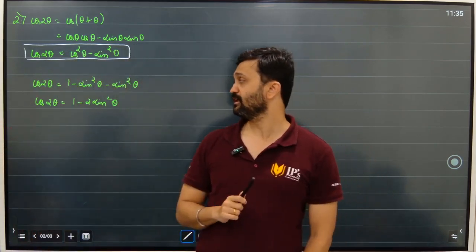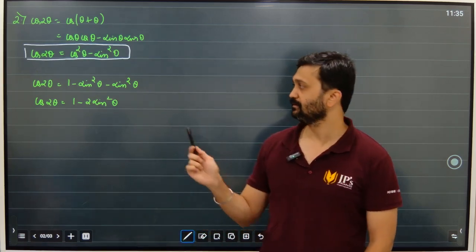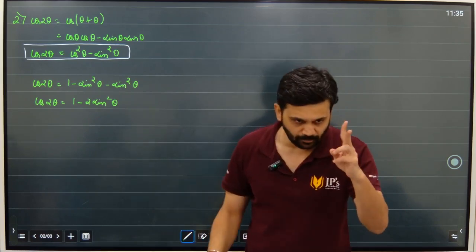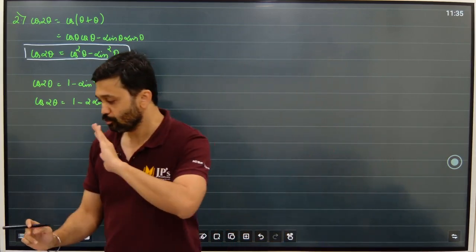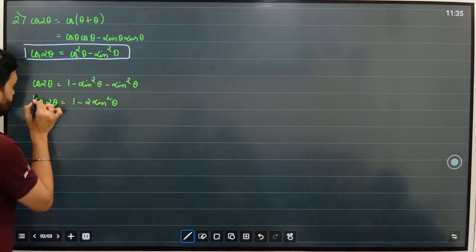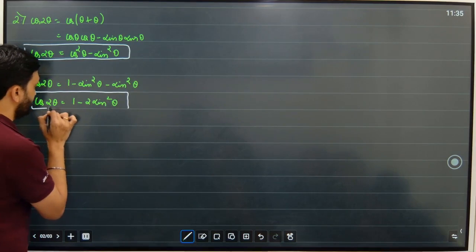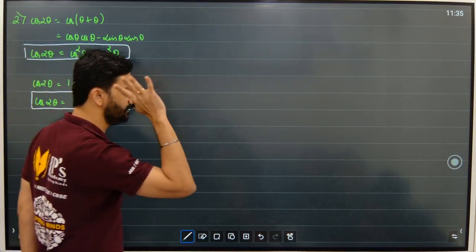So cos 2 theta is 1 minus 2 sin square theta. Cos 2 theta is 1 minus sin square theta minus sin square theta. The second formula is 1 minus 2 sin square theta. कुछ नहीं किया है हमने, cos square theta की जगह 1 minus sin square theta डाल दिया, and this is my second formula.